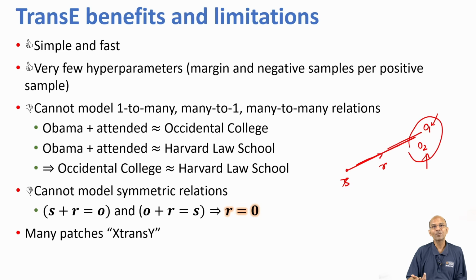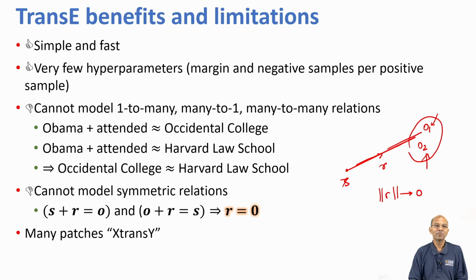It also cannot model symmetric relations. If we want S plus R to be equal to O and O plus R to be equal to S, by solving this equation simultaneously, you will see that this will hold only when R is equal to 0. So the norm of R has to come down to 0, which means all symmetric relationships, like sibling or friend, have to be represented by the same vector, which is also a limitation.